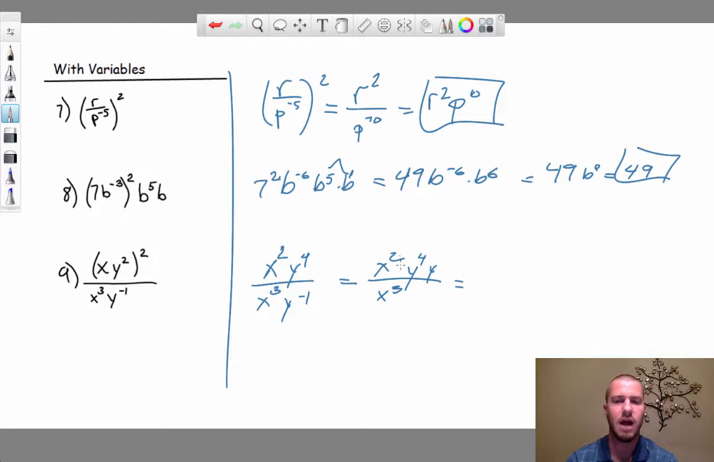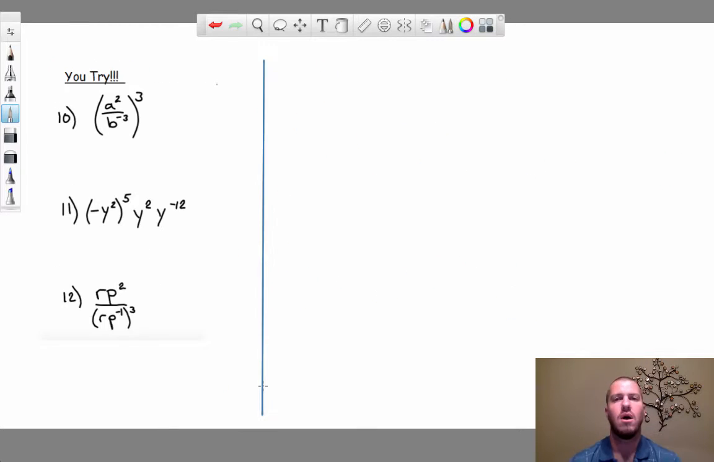So now I'm going to subtract these two. 3 minus 2 is 1. But it's going to stay in the denominator, x to the 1st, because that's where the larger exponent was. And then I can add these two. Again, this is a 1, so that's y to the 5th over x. That's my simplified form. Okay, so go ahead and try these 3. You can pause it for a little bit, and I'll give you the answers.